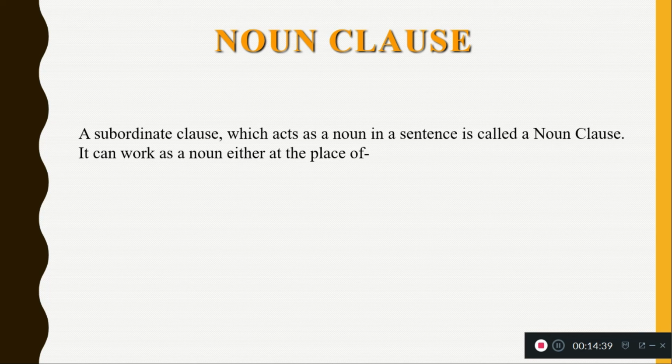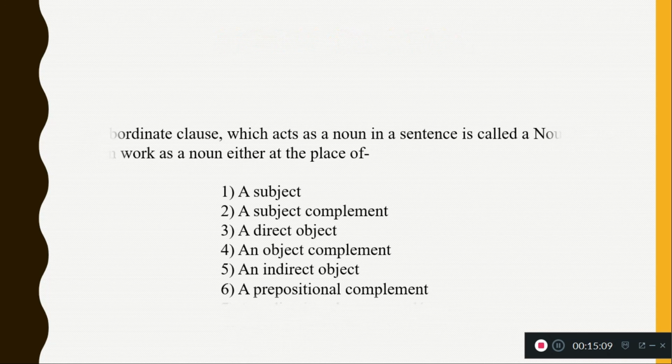First, noun clause. A subordinate clause which acts as a noun in a sentence is called a noun clause. Like a noun phrase, a noun clause functions as a subject, complement, a direct object, an appositive, etc. Now I shall show you the two basic functions of a noun clause. You will learn the other functions on your own.